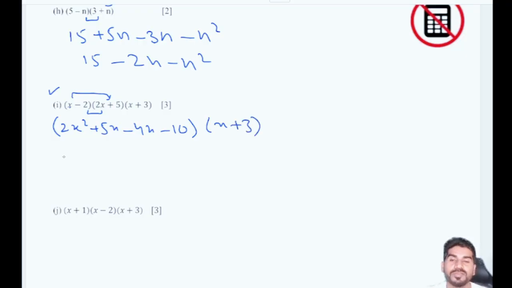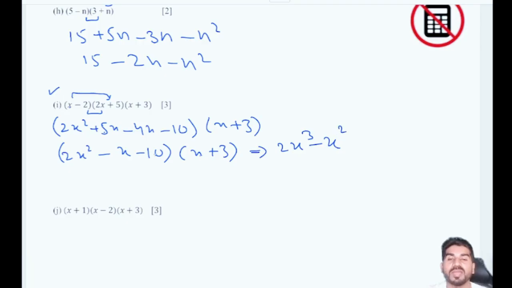Okay, now there is a 2x square, it will remain as it is. So 5 minus 4, it will be x and negative. Now we are going to multiply this by plus 3. So there will be x times 2x square, it will be 2x cube, and then x times negative x, it will be negative x square, and then x times 10, it will be 10x. So this was just the multiplication of each term with the x.